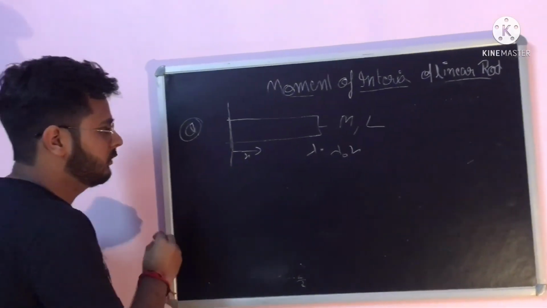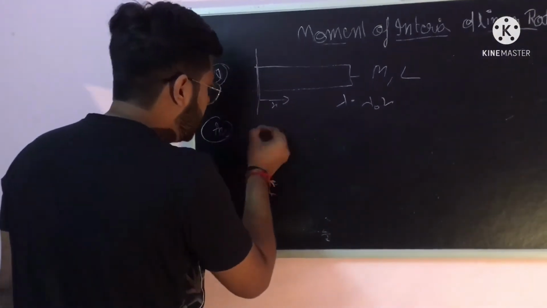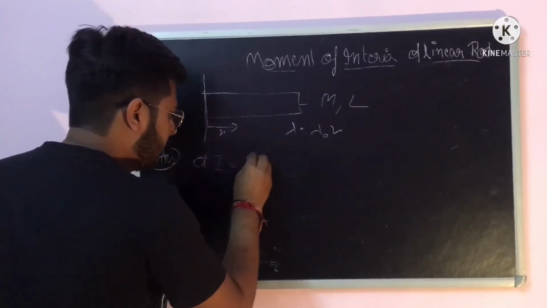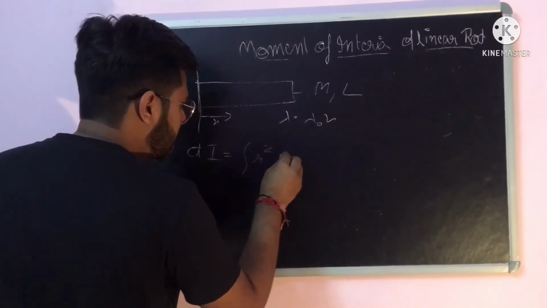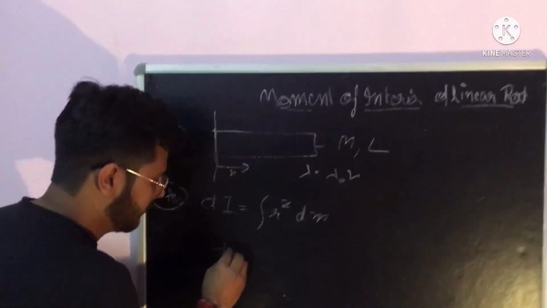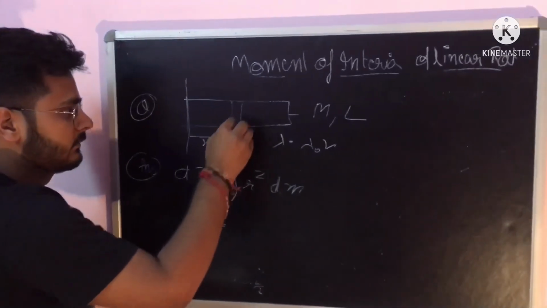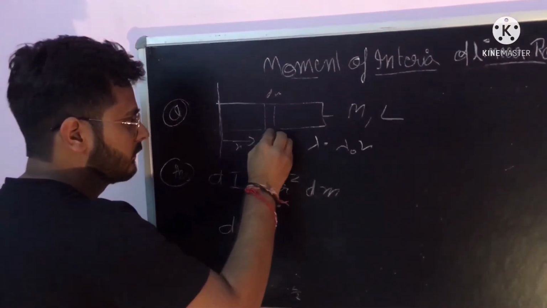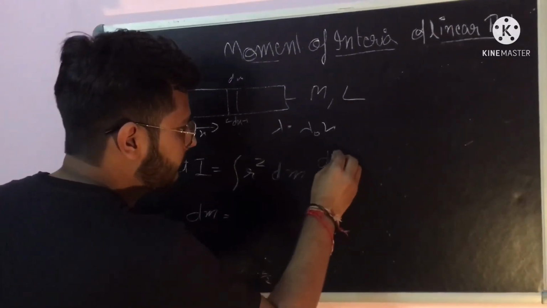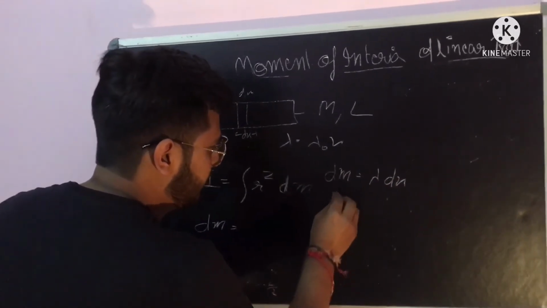Now, how will we solve this? Let's see. The moment of inertia of any continuous body will be given as I = ∫ r² dm. Here, let us consider a small mass dm here of length dx. Now what will be dm? dm will be equal to lambda into dx. Here lambda is this.